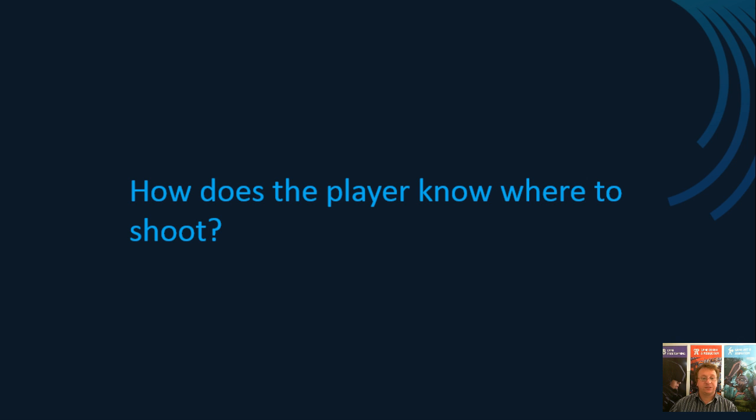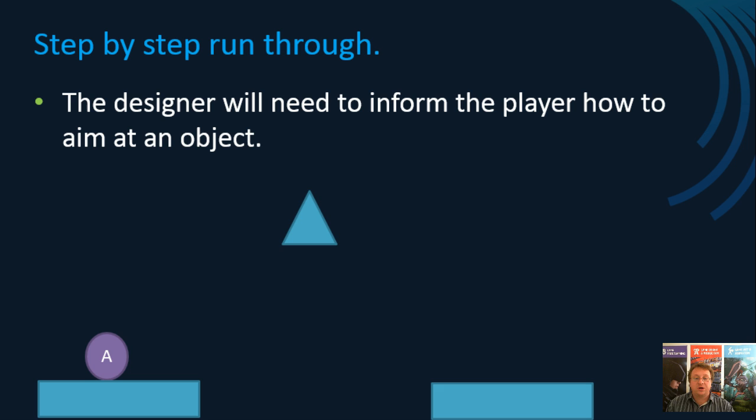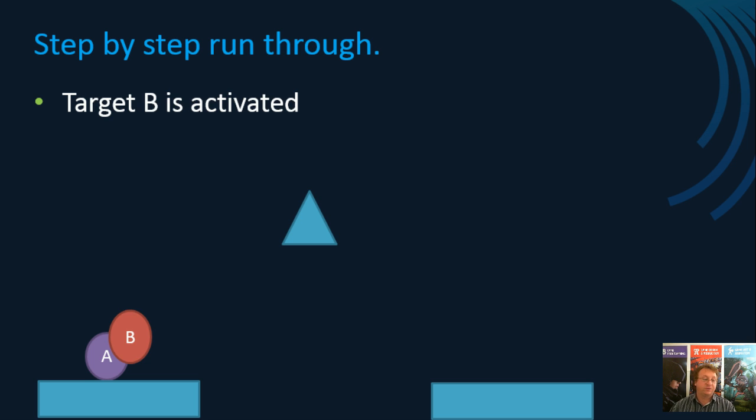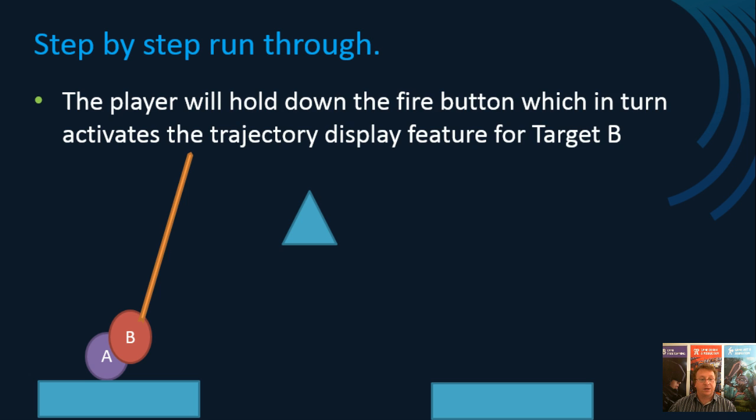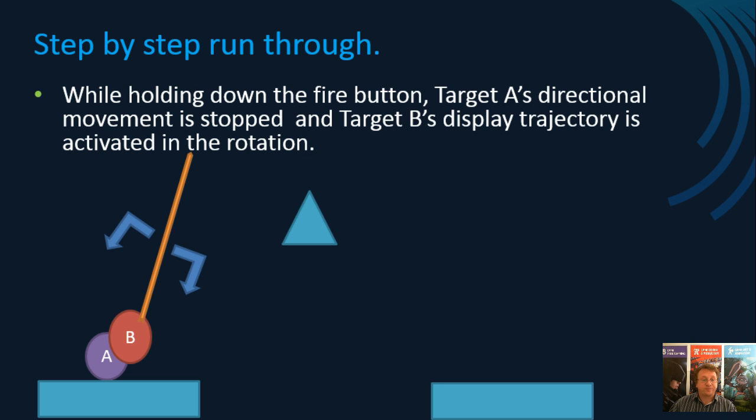So this is a step-by-step walkthrough. The designer will need to inform the player how to aim at an object. So I've got my target here. B is activated, which is the gun. The player will hold down the fire button, which in turn activates the trajectory display feature for target B. While holding down the fire button, target A's directional movement is stopped and target B's display trajectory is activated in the rotation.